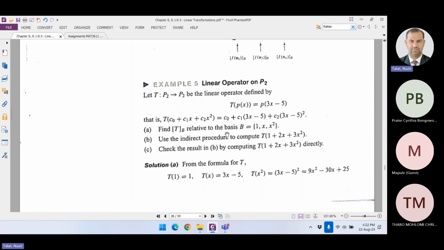And moreover, for the last element, T of x square, C0 is 0, C1 is 0, and C2 is 1. And the image will be only (3x minus 5) whole square. So if we open this square formula, we will get 9x square minus 30x plus 25.